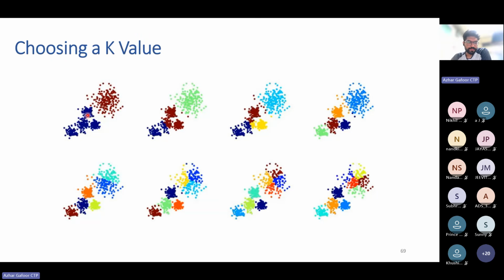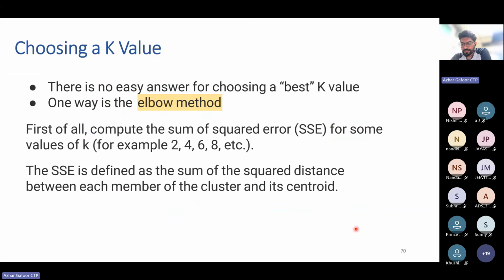So here we have the blue. Here we have the cluster is 2, then 3 increase to 4, 5, and 6, 7, 8, and maybe 9 clusters. So again, how to choose the K value? There is no easy answer for choosing the best K value that we will see. So the one way is the elbow method.